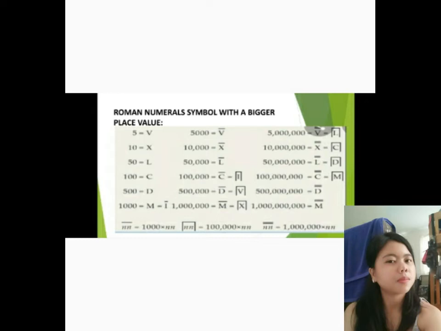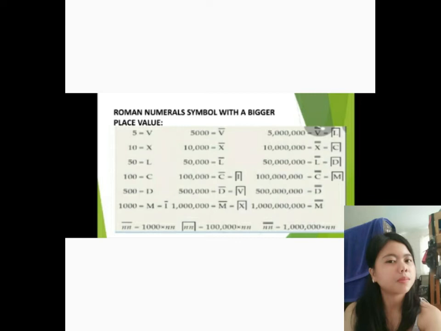If X has a double horizontal line drawn over the symbol, we will multiply it by 10 million. If L has a double horizontal line, we will multiply it by 50 million. If C has a double horizontal line, we will multiply it by 100 million. If D has a double horizontal line drawn over the symbol, we will multiply it by 500 million.